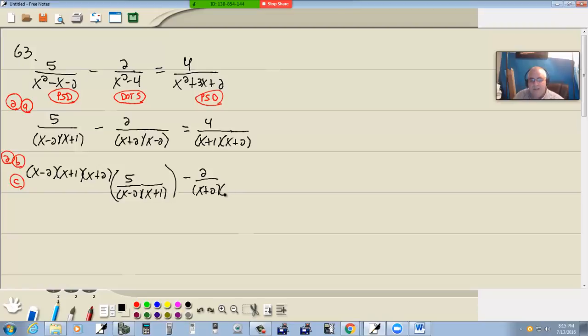I'm going to multiply it times this second fraction. Doesn't matter whether you put it in front of it or behind it. I'm putting this one behind it so it doesn't get mixed up with the negative that's out in front. And we'll multiply it times the fraction on the right side.